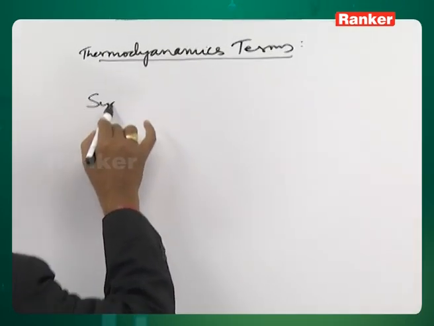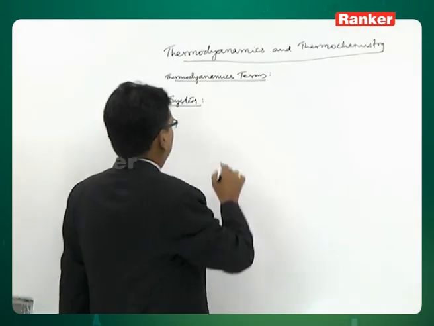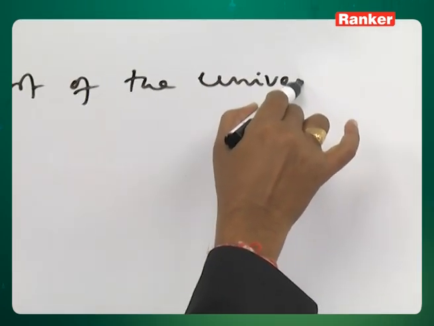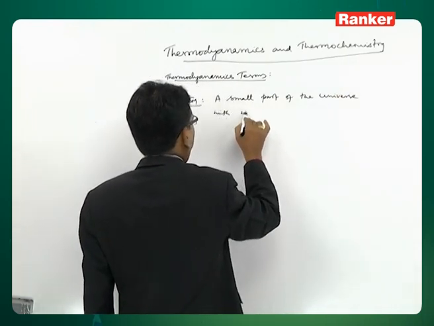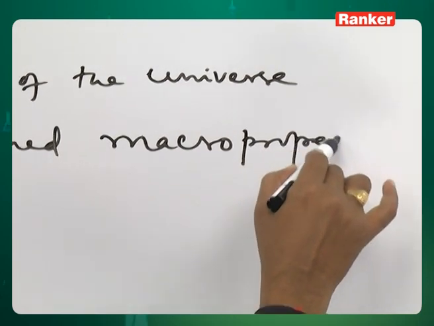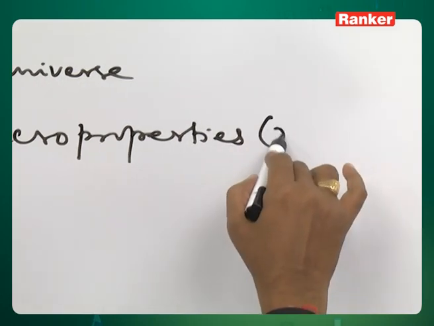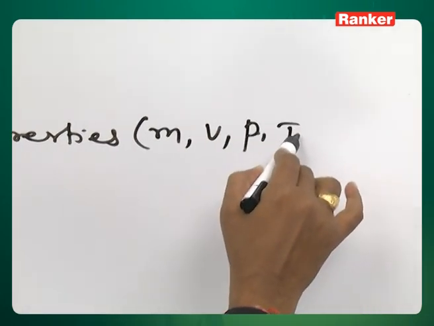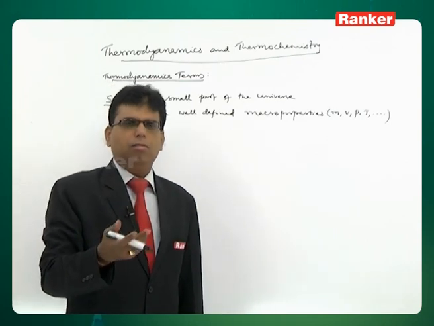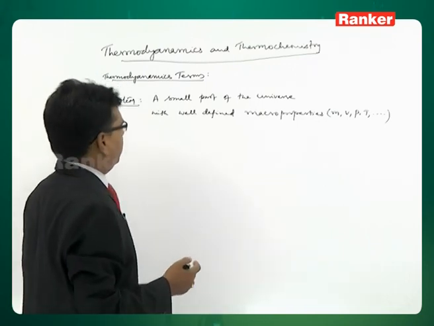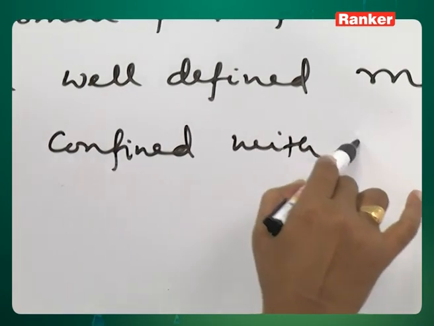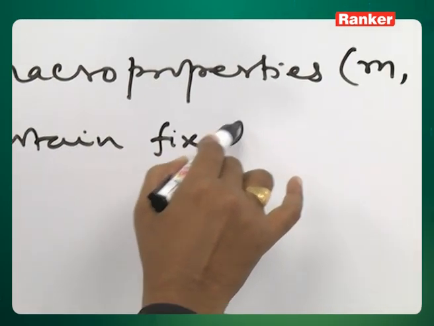So, what is a system first? A system is a small part of the universe with well defined macro properties like mass, volume, pressure, temperature, density, area, or any other measurable property, and confined with a certain fixed boundary.